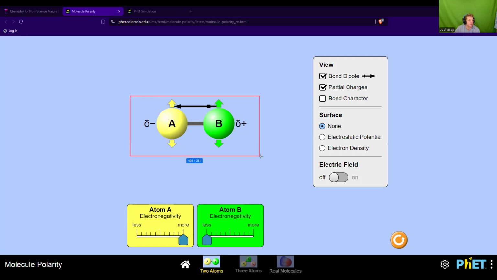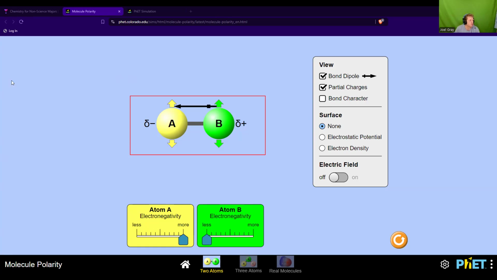Now, add to the chat, how would you describe this combination right here? Would you describe this as polar or non-polar? Yes, perfect, Corey. Yes, this is a polar molecule because, I always like to think about it, we have two poles. We have a negative pole and a positive pole. So this is a polar molecule.